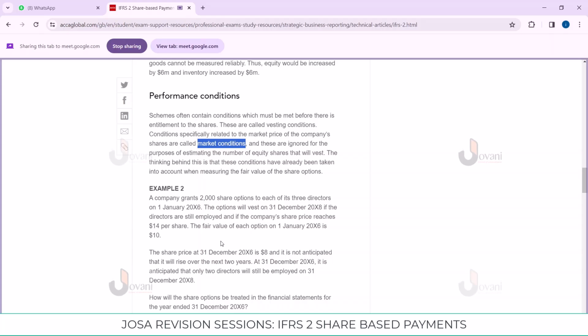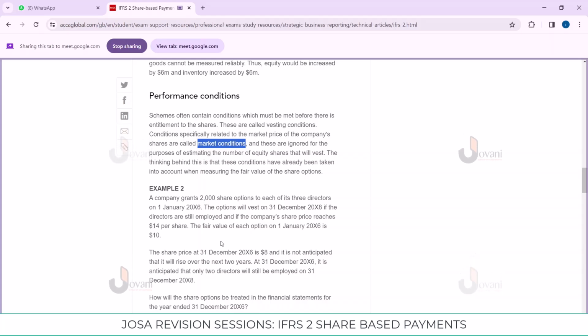The options will vest on 31st December 2x8. Those are roughly 6, 7, 8, 3 years. Okay, that's the vesting period, 3 years. If the directors are still employed, this is a service condition. If the directors are still employed, then they add on a performance condition.